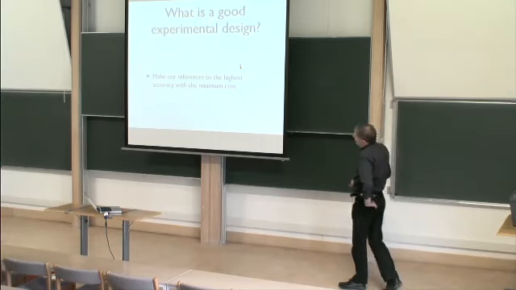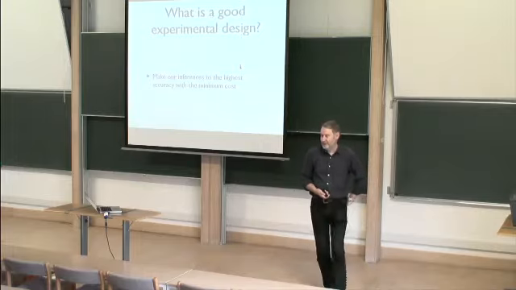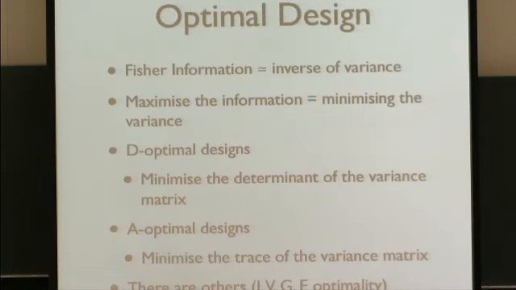So what's a good experimental design? Well, we want to make our inferences with the highest accuracy at the minimum cost. The cost in this case is going to be computer time. We want to do the minimum number of runs to make accurate inferences. And there's a branch of experimental design called optimal design, and it comes to the idea of the thing called the Fisher information, which is Fisher popping up again, which is approximately the inverse of the variance of the output. And you want to maximize the information, which is the same as minimizing the variance, so we're trying to make everything as accurate as possible.